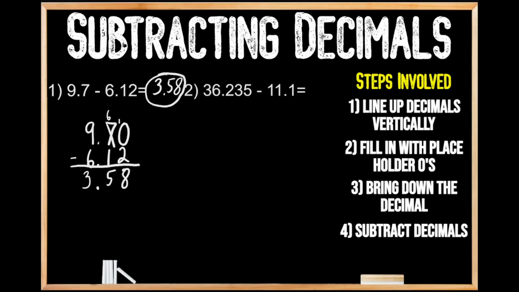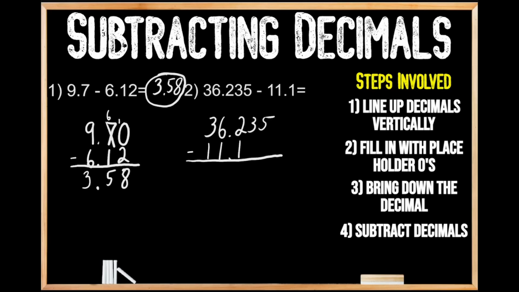Now we're going to move on to question number 2, where this time we're being asked to subtract 11 and 1 tenths from 36 and 235 thousandths. Remembering our first step is to line up our decimals vertically. The first thing we're going to do is write our first decimal of 36 and 235 thousandths. To make sure that our numbers are aligning here, we're going to write our decimal right down below, and then we're going to fill in the digits for our next decimal. So we have 11 and 1 tenth.